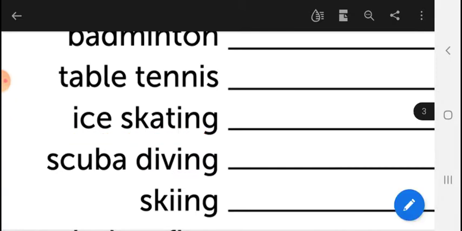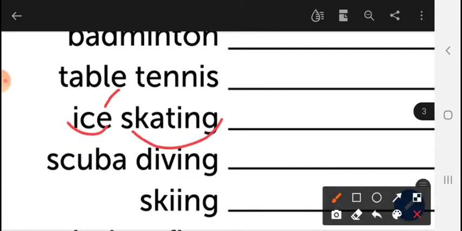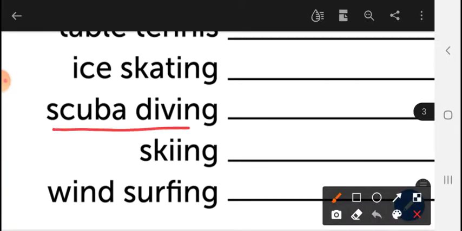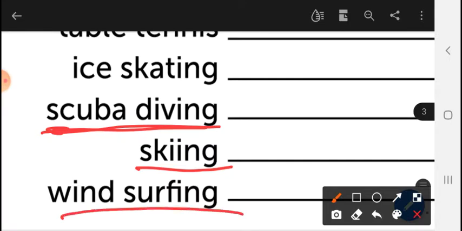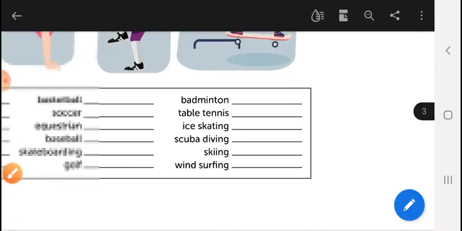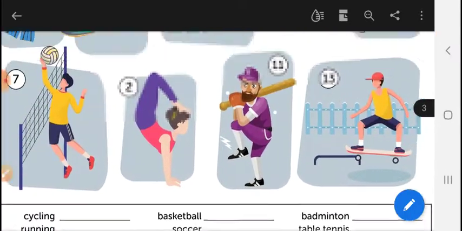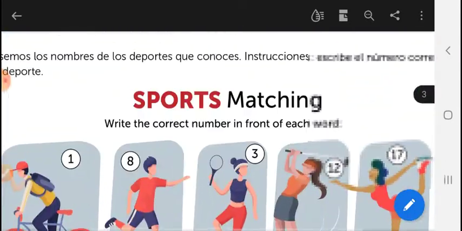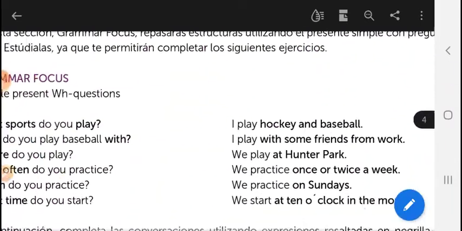Okay, so attention here. You see ice skating, but you're blending over here, lo estás juntando, the pronunciation of the C and the S. Yes, estás juntando la pronunciación de la S y la C. Ice skating, ice skating. Scuba diving, scuba diving. Skiing, skiing. Windsurfing, windsurfing.